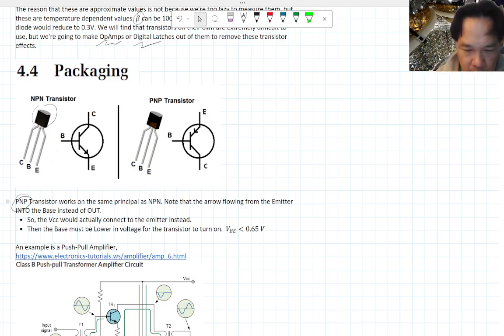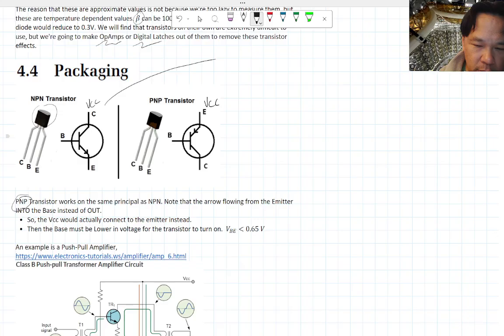So in the PNP, I'm just going to describe it real quick because the book doesn't. Instead of connecting the VCC to the collector, which is usually what we connect to, right? You actually connect the VCC to the emitter instead. Oops, where did I put this? Okay, that's why they orient it that way. And in the case of a PNP, the arrow actually goes into the transistor. So that's the main difference. So be a little careful, right?